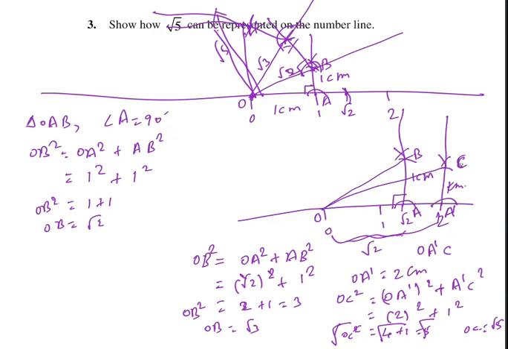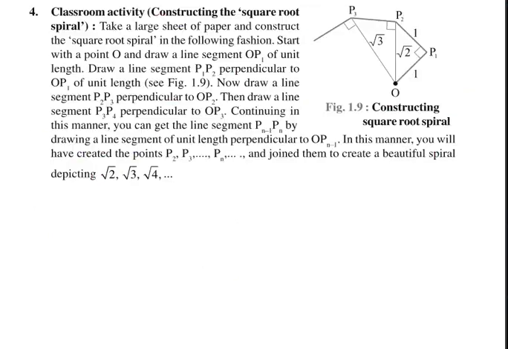So this length we have to take in the compass. From the origin, if we draw it over the number line, it will come after 2. After this point 2 only, root 5 will occur. Like this we can represent root 5 on the number line.